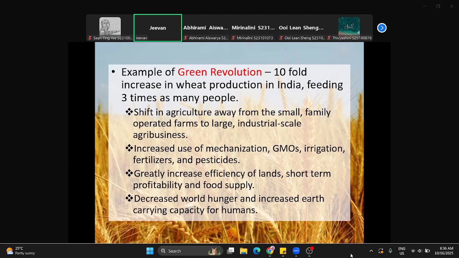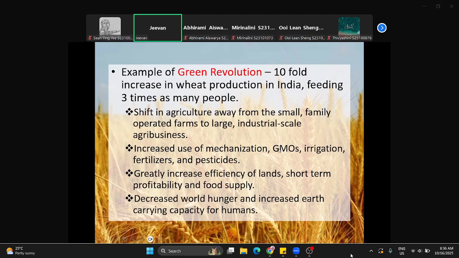And number two, during the Green Revolution, there was an increase in mechanization. We were using more machines, and then we were also looking into genetically modified organisms.